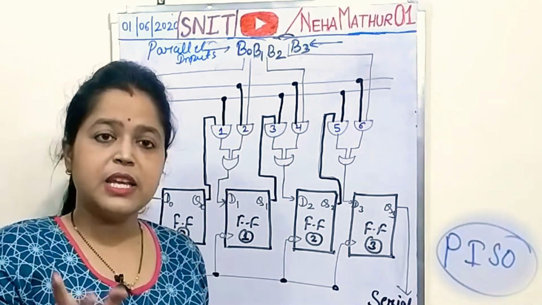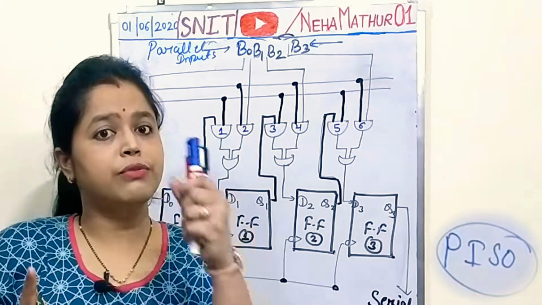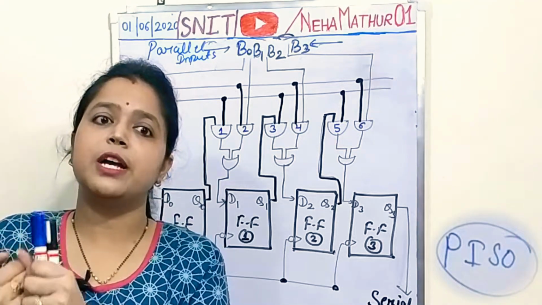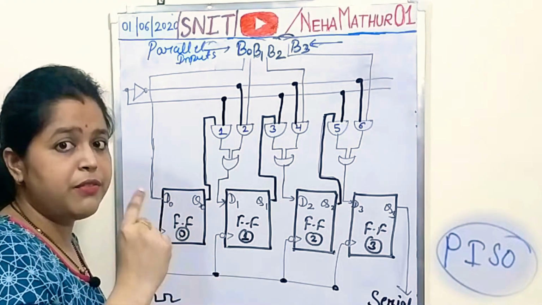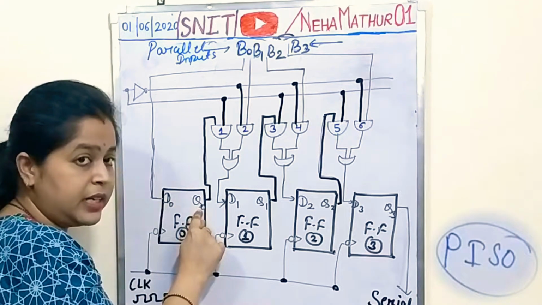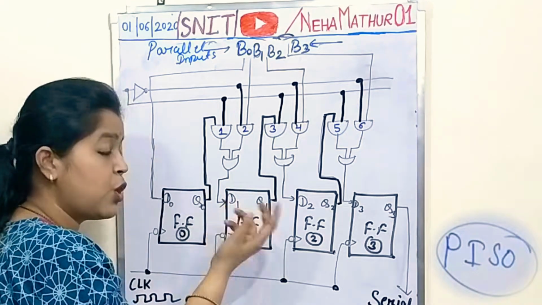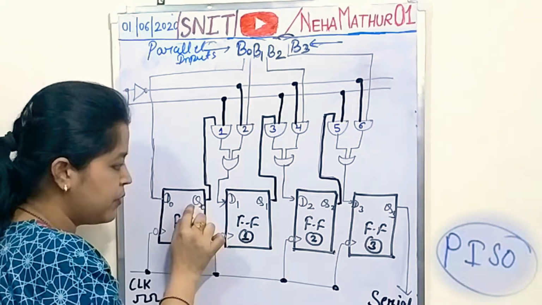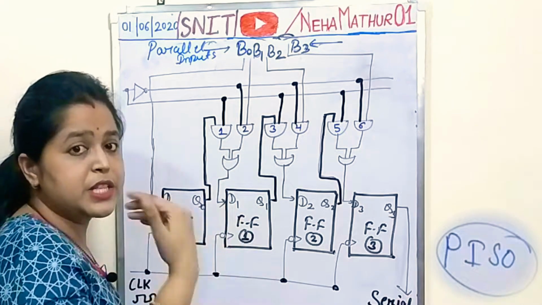See, in case you want to go with the serial manner, that means the output of the previous flip flop will be connected with the input of the next flip flop. So by following the concept of serial fashion, the output of this flip flop should be connected with the input of the second flip flop, and D1 is the input which also should be connected to B1 as per the parallel concept, but the output of the previous flip flop is connected with the input of the next flip flop.